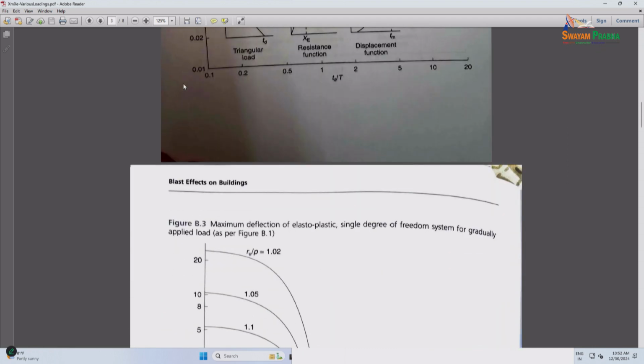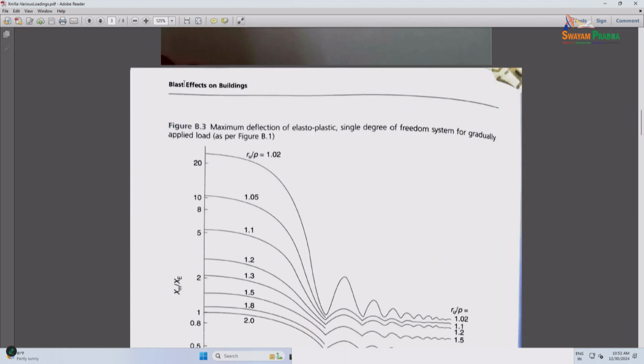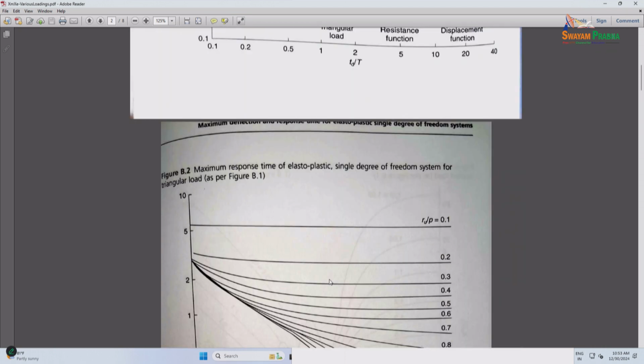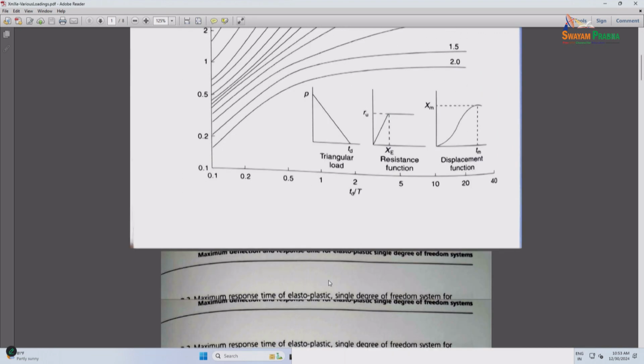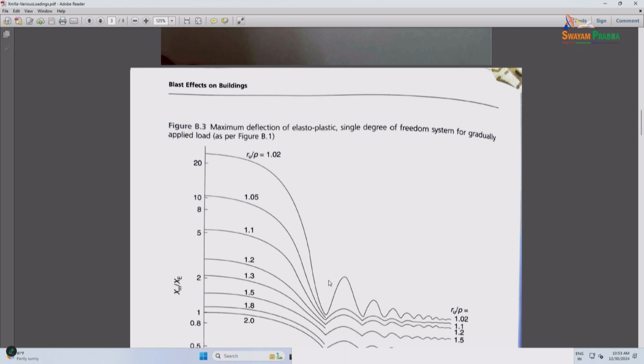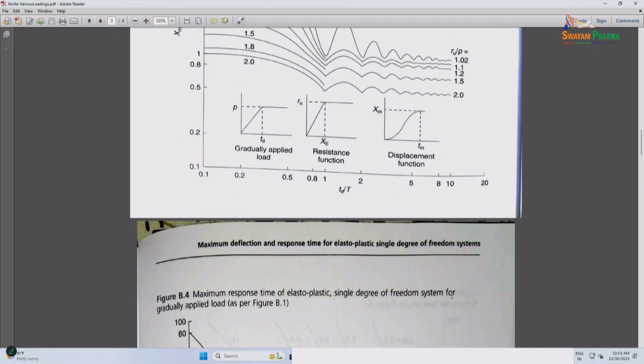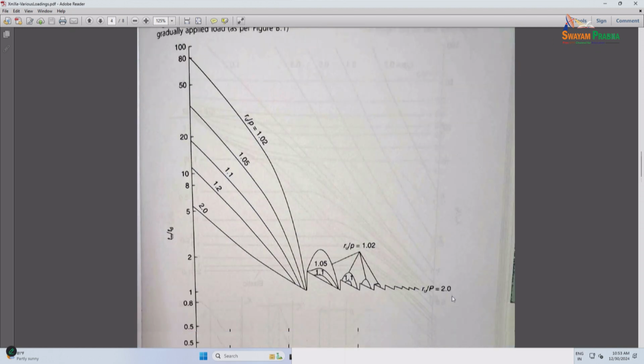Then this is the maximum deflection for a gradually applied load, P naught versus T. This is a little more quasi-static, and the resistance function is still the same. If you compare the responses, you see they are very different. Here you see a response very similar to your static type response, especially as your Ru resistance by P keeps increasing. The XM by XE is almost equal to 1. Then you have this for the maximum response time.